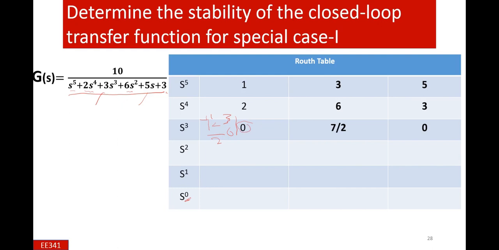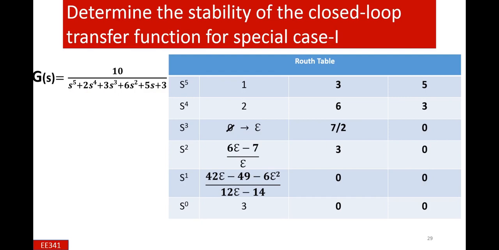So how to find the next element? 1, 2, 5, 3, find this determinant with minus sign and scaled by 2. 3 minus 10, and minus minus will be positive, so 7 by 2. So the first element is the 0. So this is the problem. How to handle this problem?